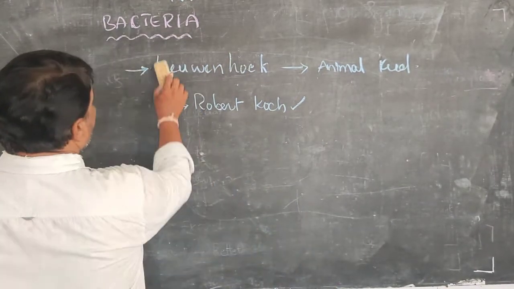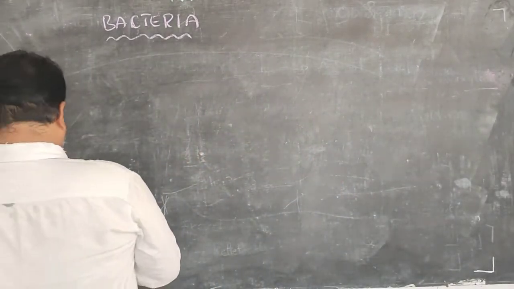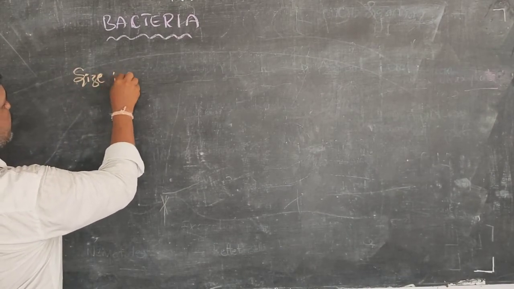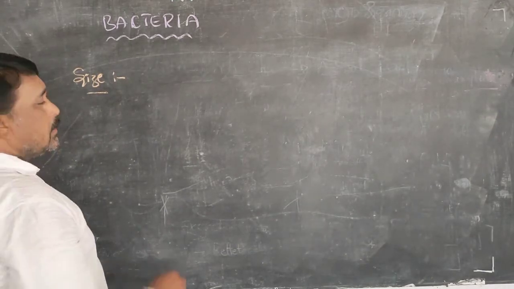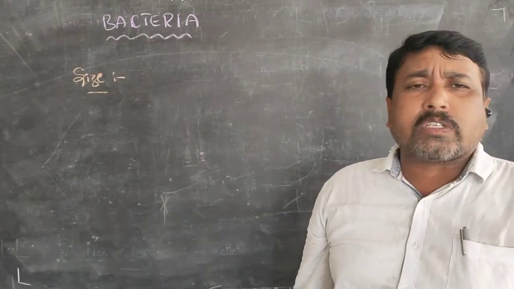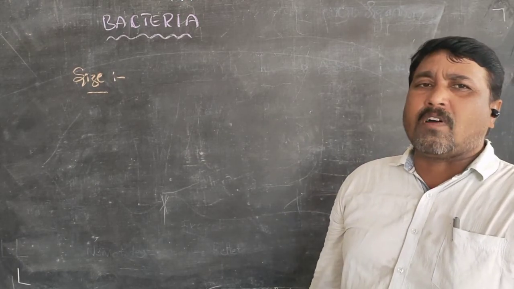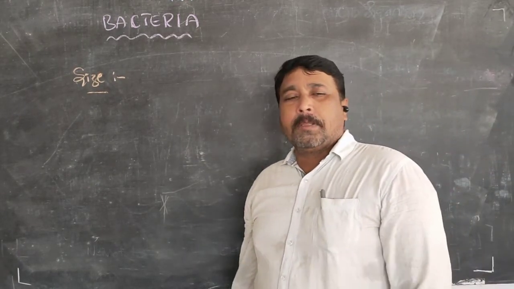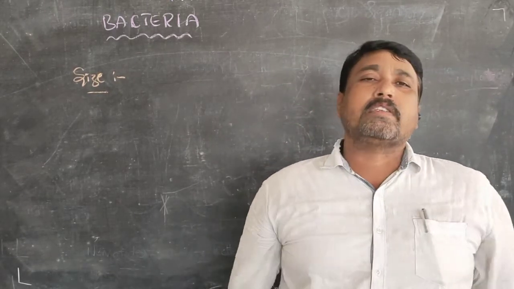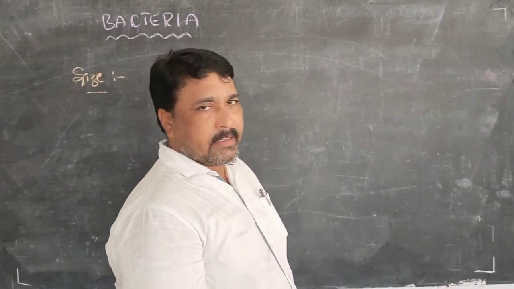So, the size of bacteria. Some of the bacteria are associated with the root nodules. That type of association is called symbiosis. For example, the Rhizobium bacteria.